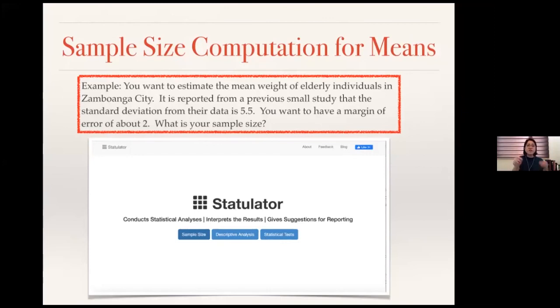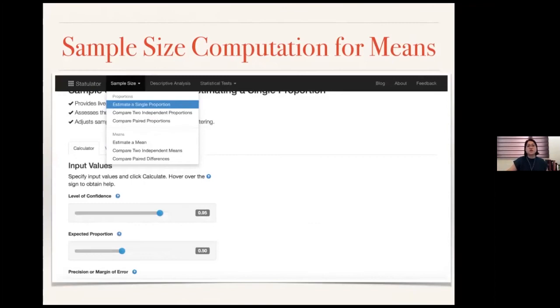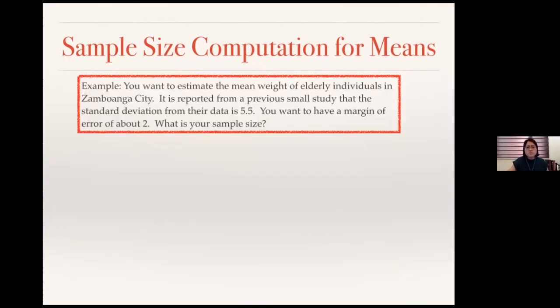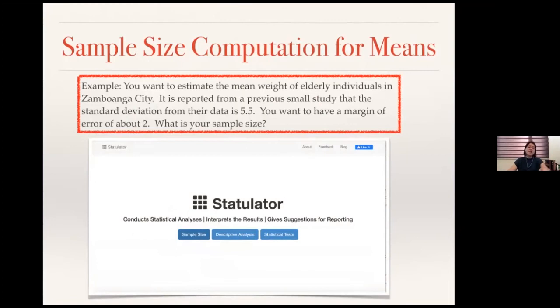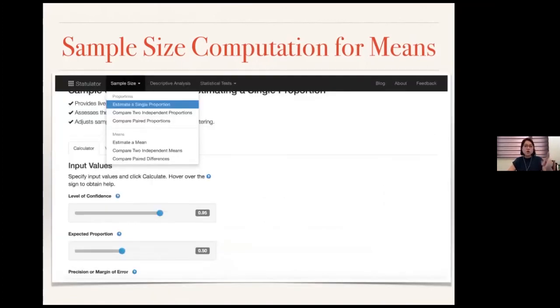The error is how far away from the true value it is. So you want 2, so it's kind of accurate. If you use the Statulator, there on the left side is the sample size icon. You click on that and look, they also have proportions. But when I looked at the proportions, it's way too complicated. It's better to use EpiInfo if you want to use proportions. So what we're going to use is for the means.